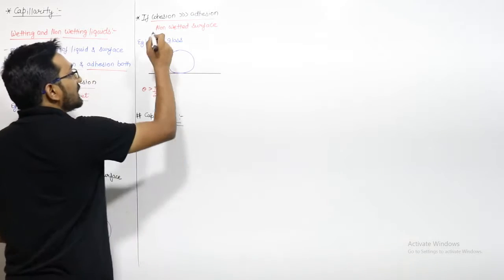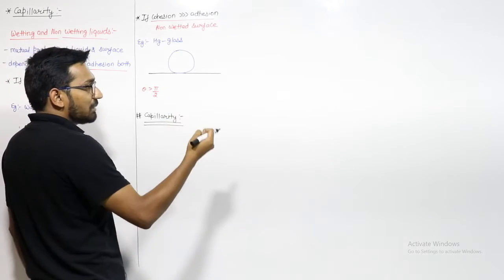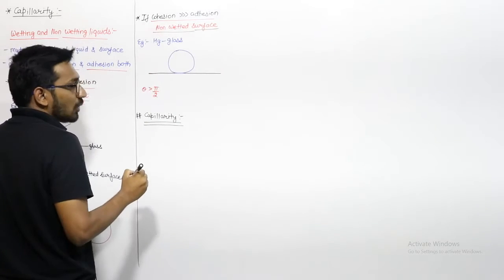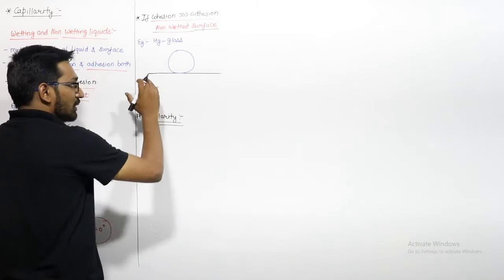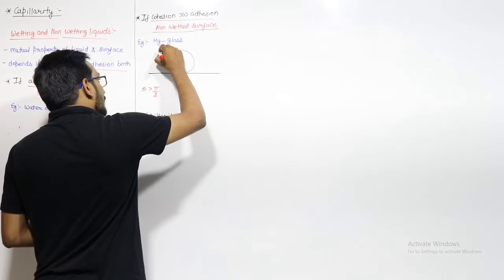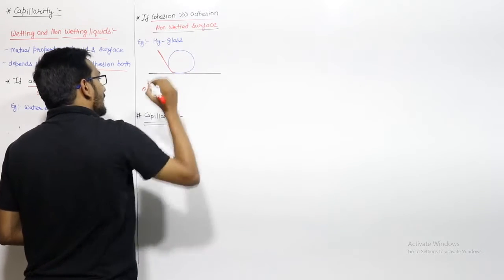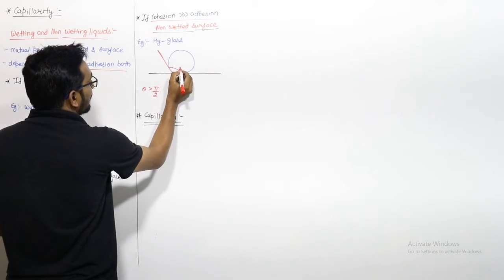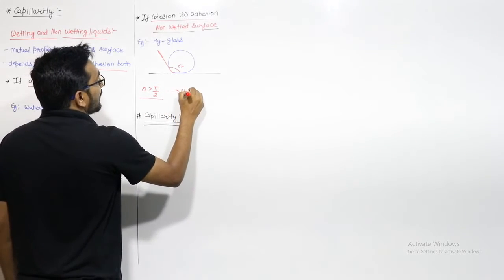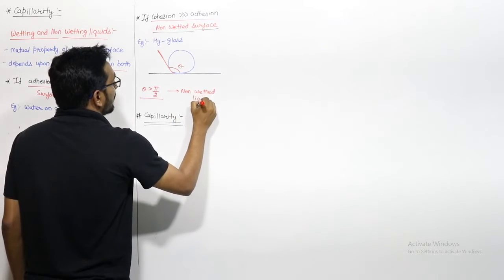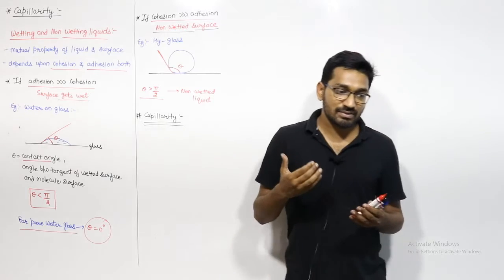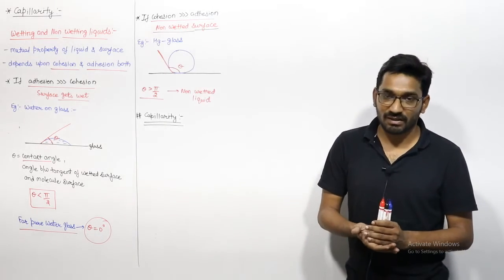Another case is when cohesion is greater than adhesion. When the forces between the liquid particles are more than the adhesive forces, in this case the surface is a non-wetted surface. For example, mercury on glass. If you put a mercury drop on the glass, it will look like this, and if you draw the tangent here, it will be like this, right? So this is the contact angle theta. In this case, theta is greater than 90 degrees for non-wetted liquids. So we can say that there are two types: one is when the surface will get wet and another is when the surface will not get wet.